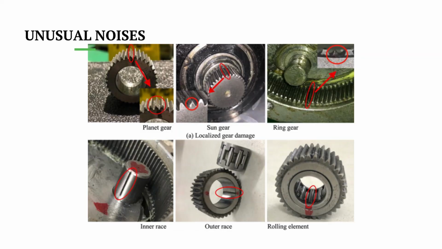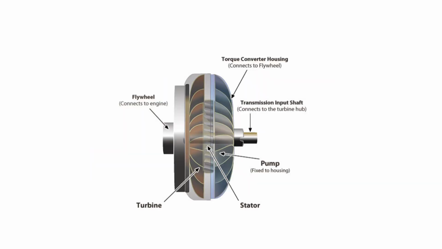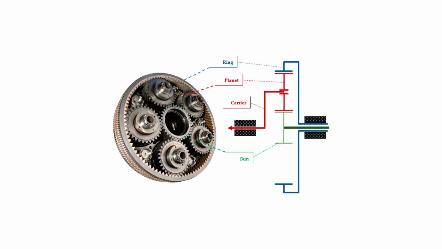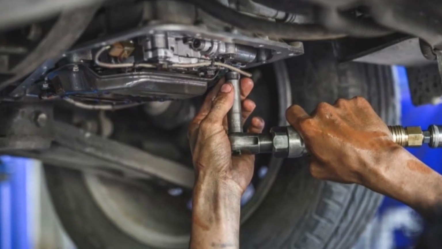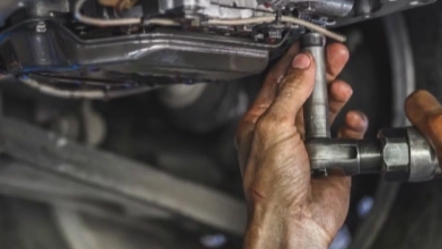Unusual noises. Whining, clunking, or clicking noises indicate internal mechanical wear. In manual transmissions, these sounds may originate from worn synchronizers, damaged gear teeth, or failing bearings. In automatic transmissions, common sources include a failing torque converter, damaged planetary gearsets, or a worn transmission pump. Accurate diagnosis requires fluid analysis, acoustic inspection, and in some cases, partial disassembly.